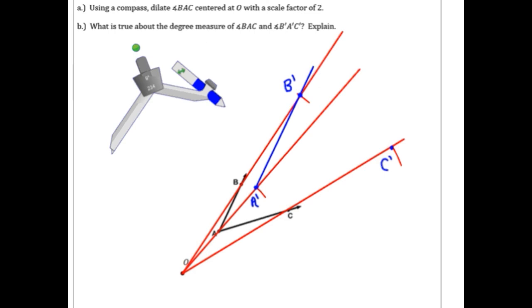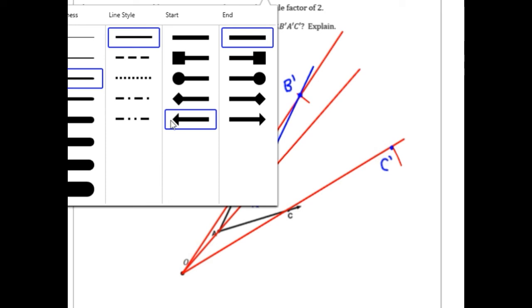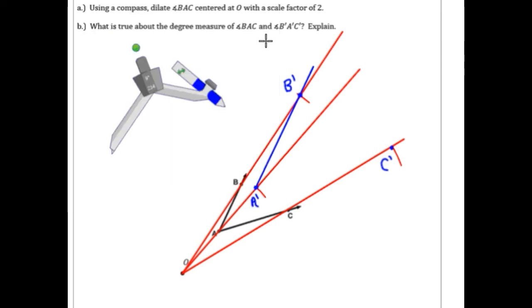Why did it not put an arrow? I know I chose it. You guys saw me choose it. See right here. Start. Well, whatever. Okay, fine. I'll make my own arrow. I don't need you.